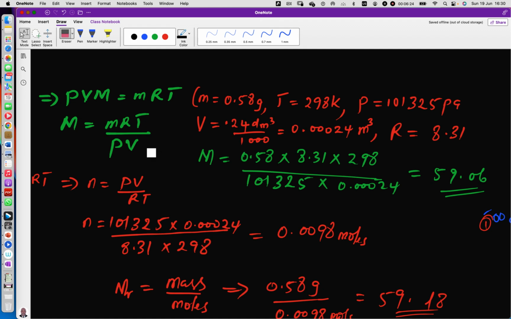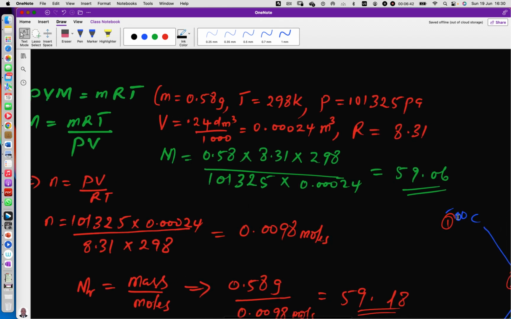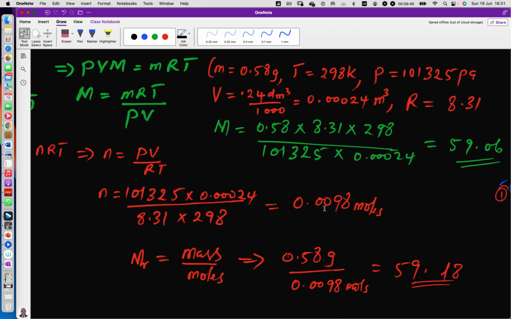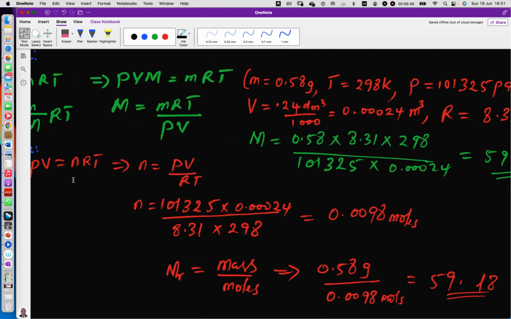Divided by PV. So we are dividing it by PV. When we do that, that's the pressure times the volume, and we will have 59.006. Another method you can still do using this very conversion is this.